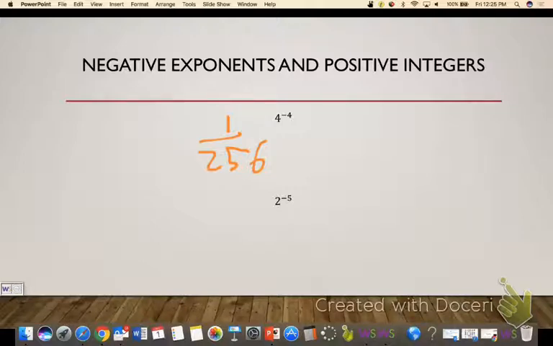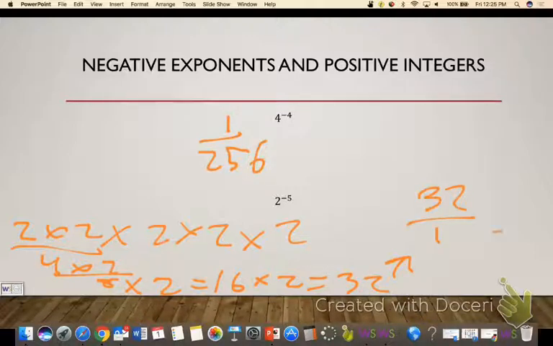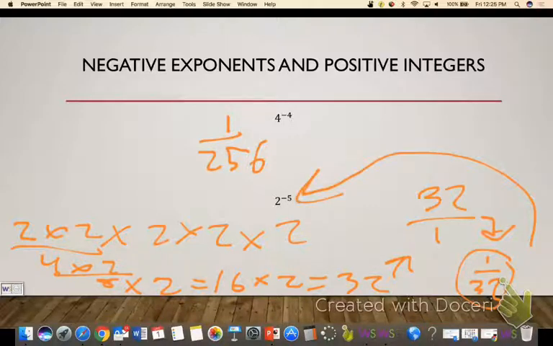Okay, 2 to the negative 5th power. Same thing, 2 times 2 times 2 times 2 times 2. 2 times 2 is 4. 4 times 2 is 8. 8 times 2 is 16. And 16 times 2 is 32. So we need to find what this fraction is equal to, which is 32 first. So we change this into the reciprocal, which is 1/32. Got it?